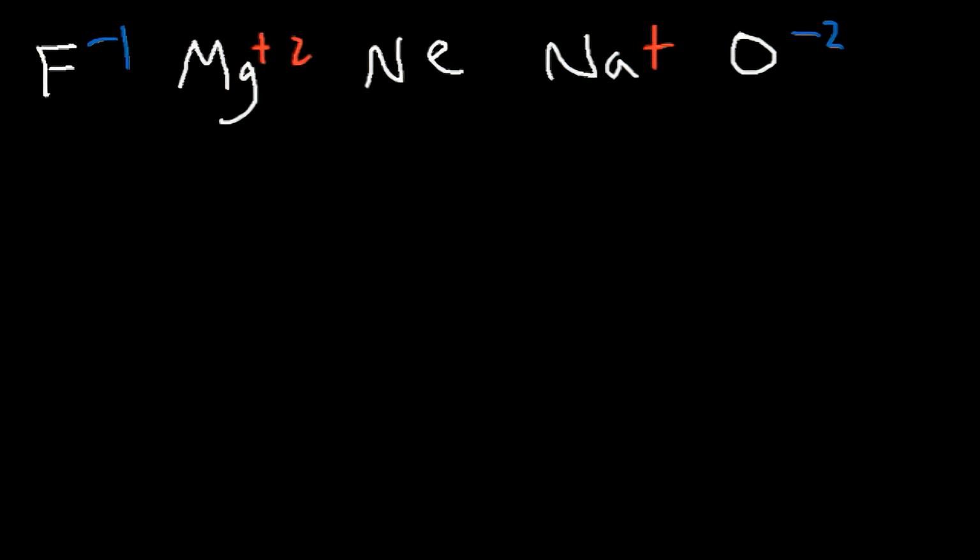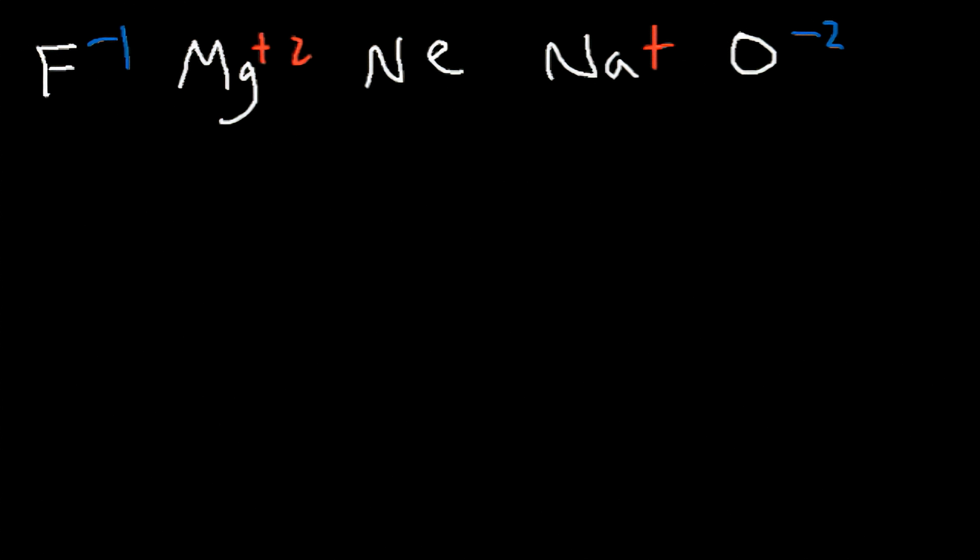Now rank the following atoms and ions in order of increasing size. To do that, we need to determine if any of these atoms or ions are isoelectronic, meaning that they have the same number of electrons. If they're isoelectronic, then all you need to do to rank them in order of increasing size is look at the atomic number.